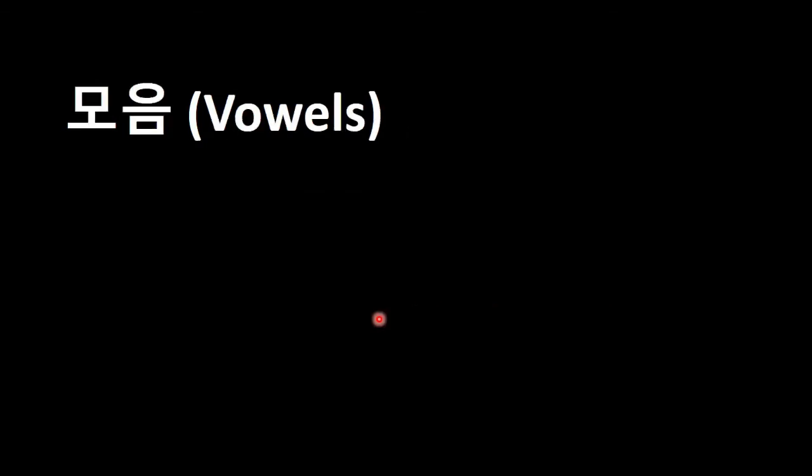Our term for vowels in Korean is 모음. 따라하세요. 모음. 네, 좋아요. So we have 5 vertical vowels and then 5 horizontal vowels. We're going to start with the vertical vowels first. We have these vowels. I, A, Ya, O, Yo.